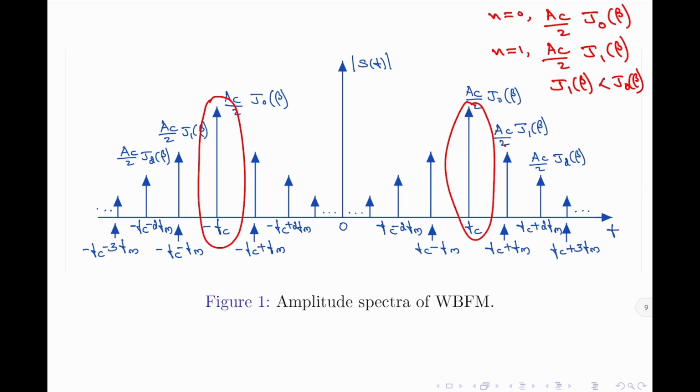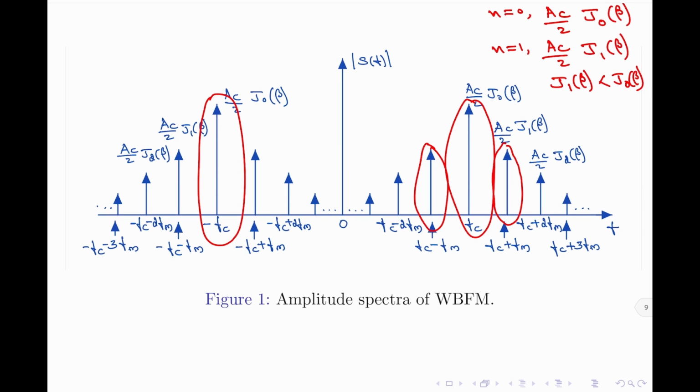Therefore, the impulses that are drawn at Fc plus Fm as well as Fc minus Fm must be lesser than those at plus or minus Fc. That is why we have shown shorter pulses. In a very similar fashion, we will find out that the impulses at Fc plus 2Fm and Fc minus 2Fm will be shorter than those at Fc plus Fm and Fc minus Fm. In this fashion, you can plot the spectra for the frequency modulated signal.